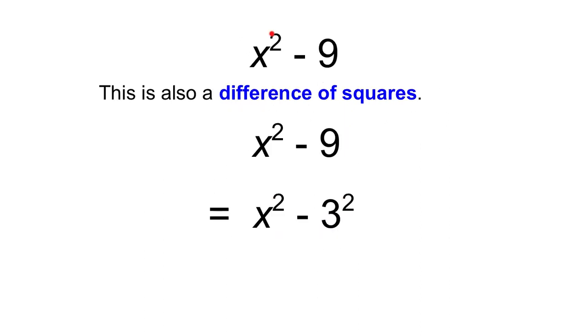Now I hope you can see that this is also a difference of squares, x squared minus 9, because I can write that as the difference of two square numbers, x squared minus 3 squared. So just because I have a variable doesn't mean I can't still have it as a square. It's just I don't know what the variable is. I don't know the value of the variable, but I do know it's being squared, so it is a square number. So if you see x squared and you're subtracting another number from it, if that number is a square number, then you have a difference of squares.